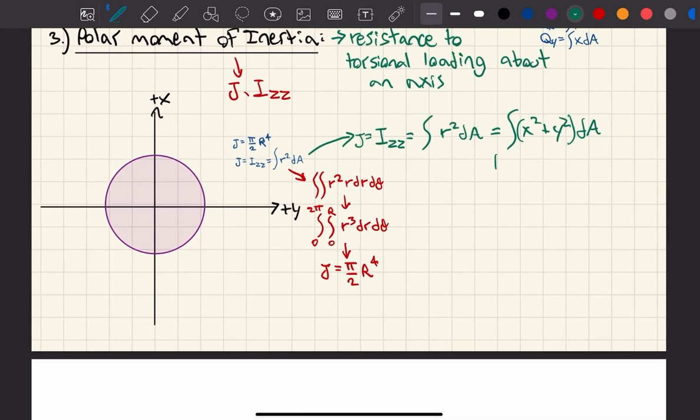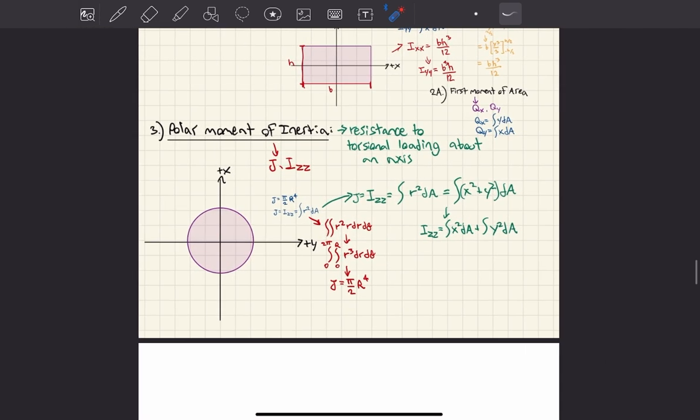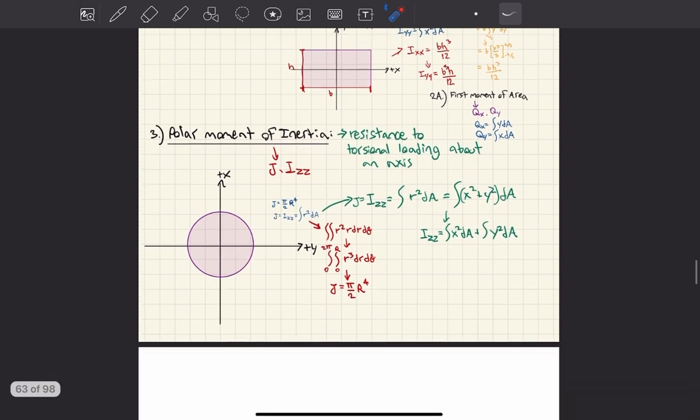Let's keep simplifying. Let's split up this integral. I can say that IZZ is equal to the integral of x squared dA plus the integral of y squared dA, and hopefully you can see it by now. Does this not look familiar? The integral of x squared dA. Well, that's simply the area moment of inertia in the y direction, or about the y-axis. And what's the integral of y squared dA? Well, it's simply the area moment of inertia about the x-axis, right? So I can replace that.